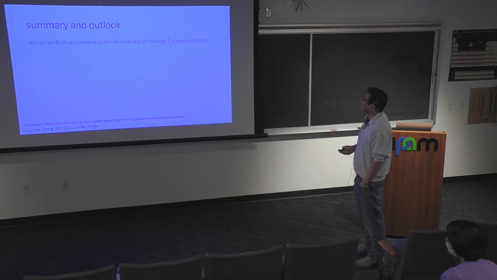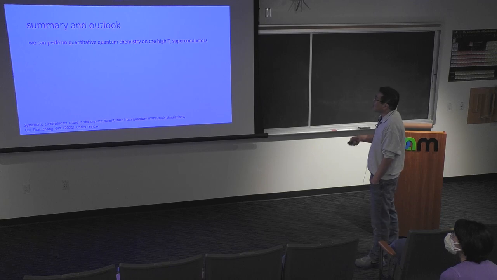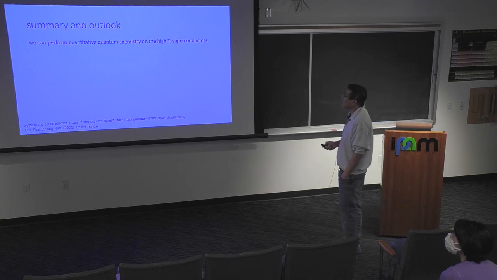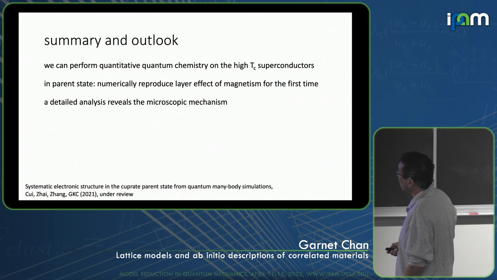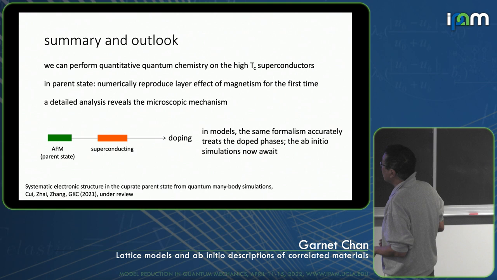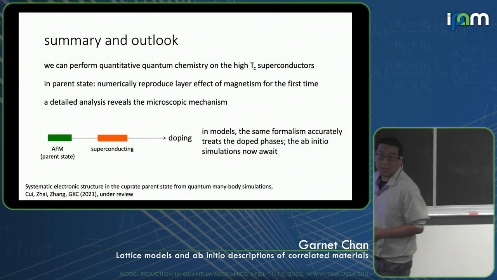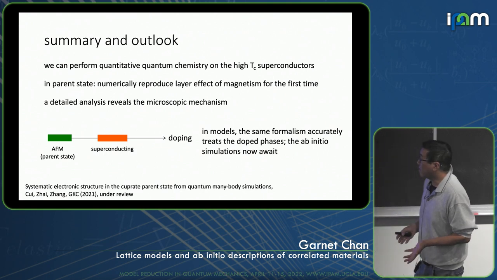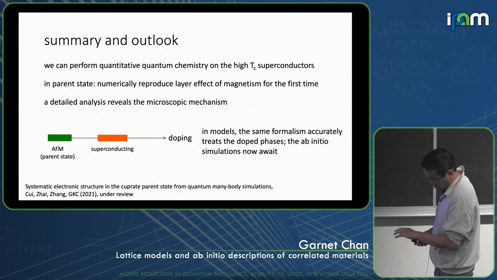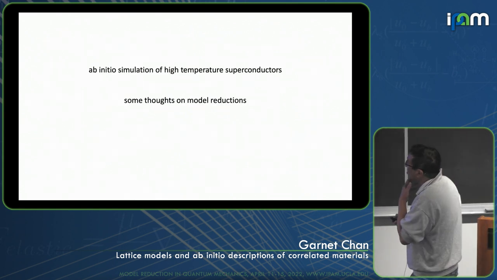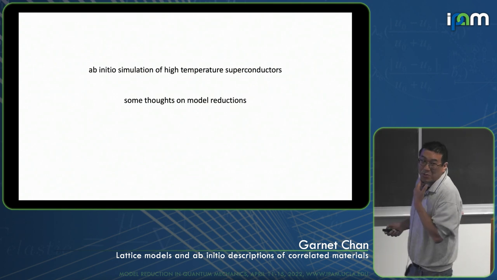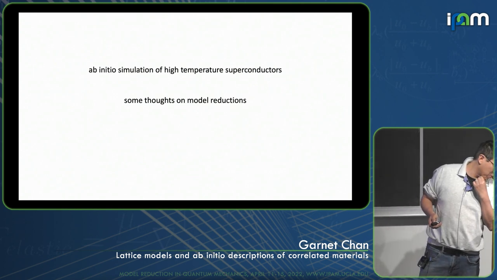So as a summary of this ab initio part of the talk, this shows that you can in fact perform quantitative quantum chemistry, and we can reproduce things like the layer effect of magnetism and understand the microscopic mechanism. And there's nothing in this procedure which prevents us from studying the doped phases and superconducting phases, and in fact, this is what we're doing right now. Okay, so I'll just finish with a couple slides on what this workshop is really about.